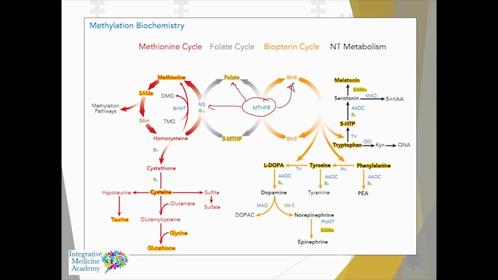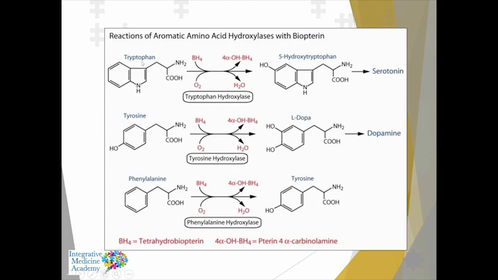But there's another side of this, and that is what's called the biopterin cycle, or BH4 to BH2 cycle. This isn't discussed as much, but it has a significant impact on neurotransmitter metabolism, because it can also impact L-DOPA, tyrosine, phenylalanine, tryptophan, and serotonin. Tryptophan is converted to 5-hydroxytryptophan through the actions of BH4, tetrahydrobiopterin. Let's just call it BH4. BH4 is utilized as a cofactor by tryptophan hydroxylase, which converts tryptophan to 5-hydroxytryptophan. That has an impact on serotonin.